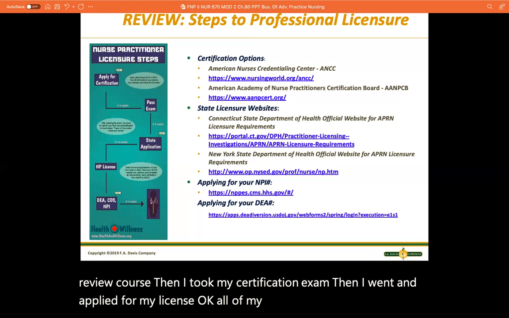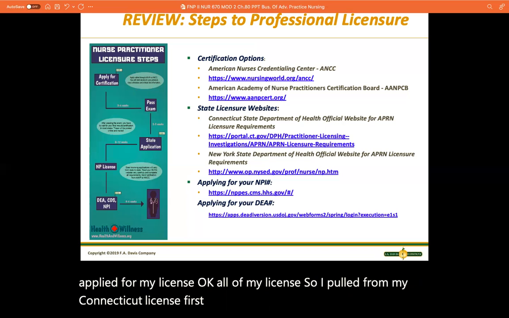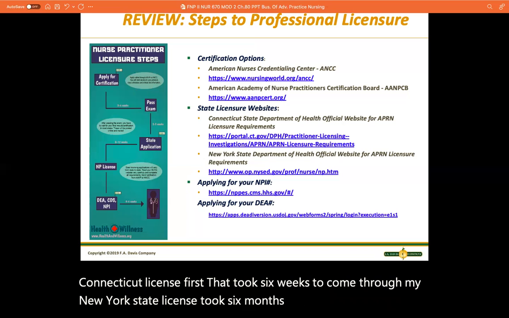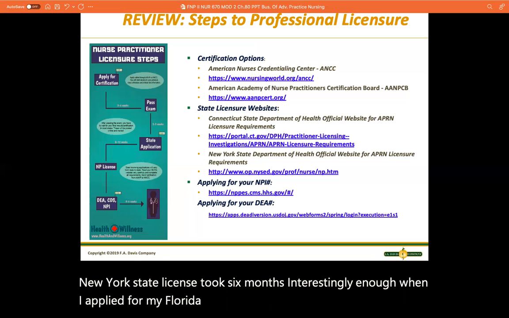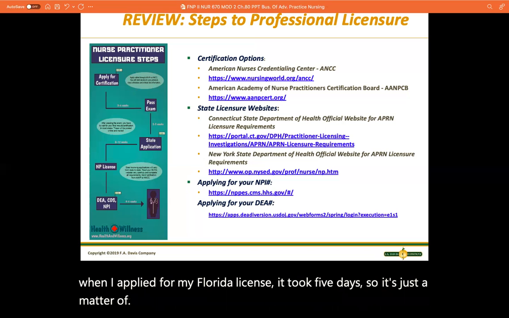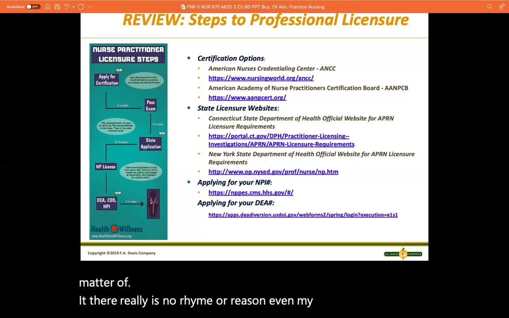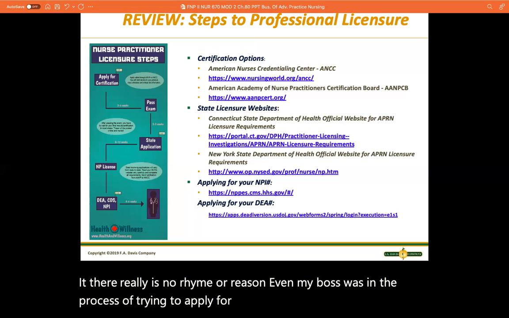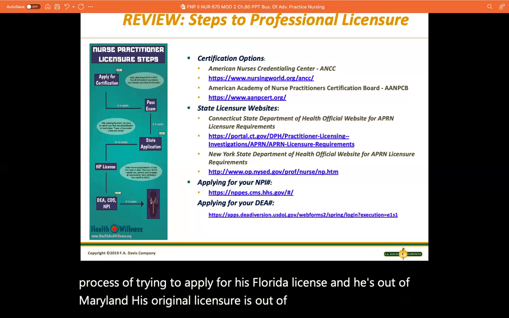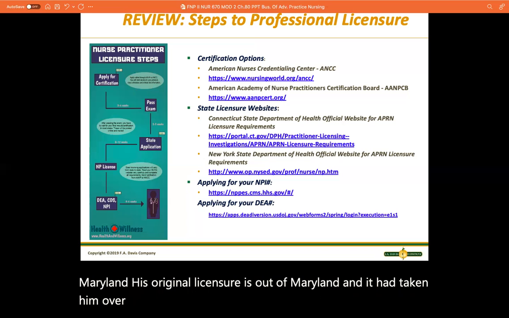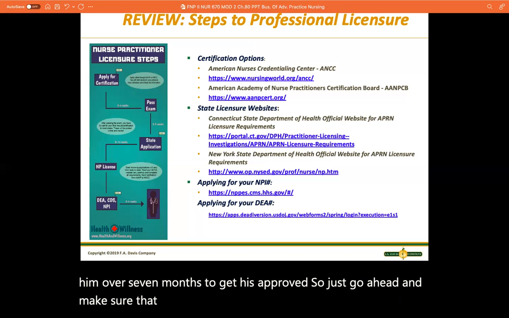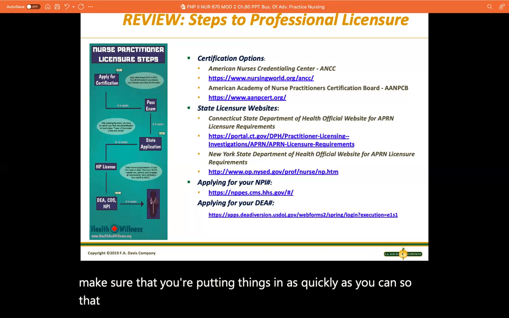So I applied for my Connecticut license first. That took 6 weeks to come through. My New York State license took 6 months. Interestingly enough, when I applied for my Florida license, it took 5 days. So there really is no rhyme or reason. Even my boss was in the process of trying to apply for his Florida license, and he's out of Maryland. His original licensure is out of Maryland, and it took him over 7 months to get his approved. So, just go ahead and make sure that you're putting things in as quickly as you can so that you can start working as soon as you can.